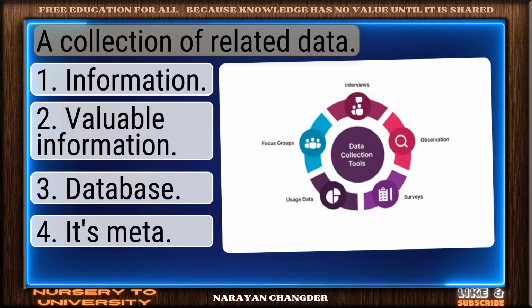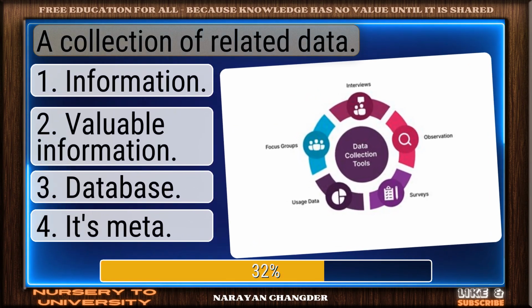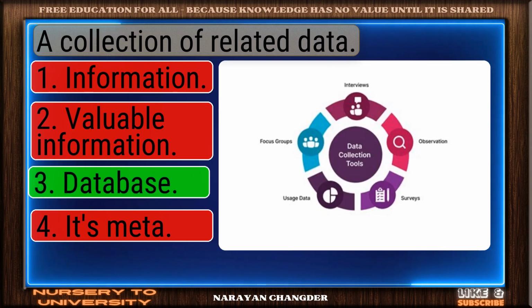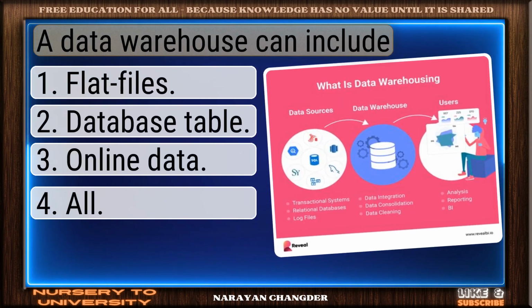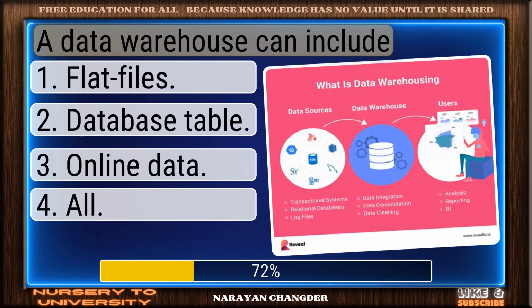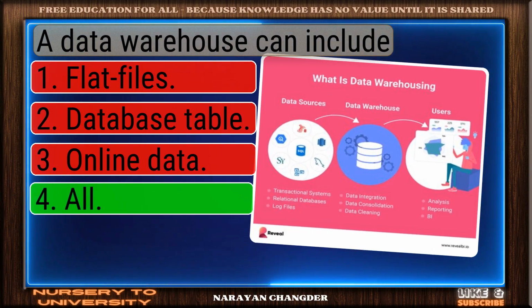Question number 63. A collection of related data. Well picked. Database is the correct answer. Question number 64. A data warehouse can include. Good job. Your answer all works well here.